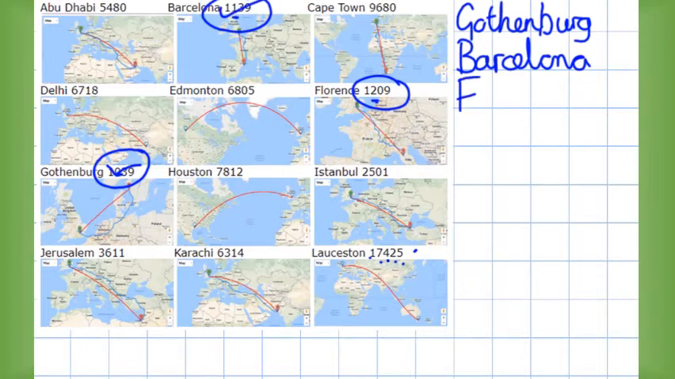Next one is going to be Florence. Fabulous. Right, so I've cleared all of the cities that have 1,000. So let's have a look at the cities that have 2,000 kilometres. And actually, there's only one of those, which is nice and simple because it's Istanbul.